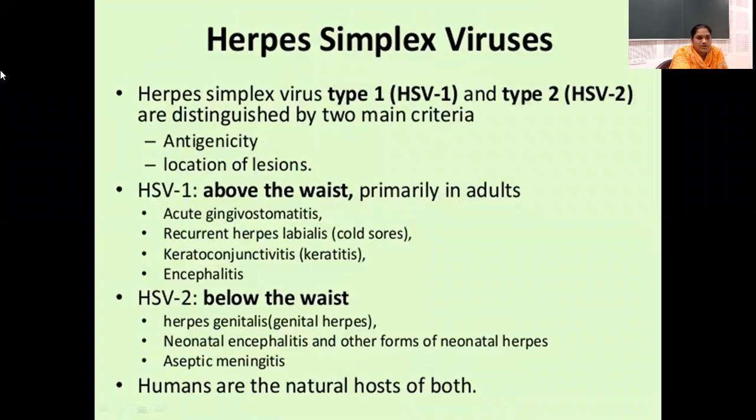Then herpes simplex virus. For type 2 and type 1, the two main distinguishing criteria are the antigenicity and the location of the lesions. So herpes simplex virus type 1 is above the waist region. It is usually primarily seen in the adults. Acute stomatitis, recurrent herpes labialis, keratoconjunctivitis, and encephalitis are the most common conditions seen in type 1. In type 2, below the waist, genital herpes is the most common, and aseptic meningitis and neonatal encephalitis can also be seen. Humans are the natural hosts of both.